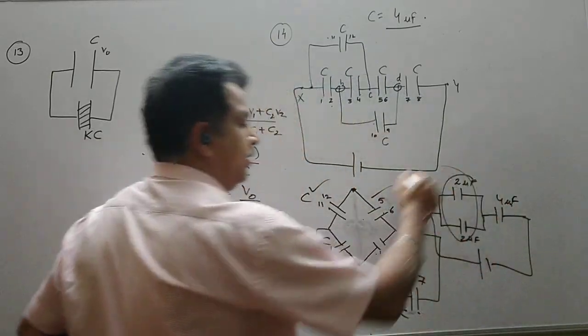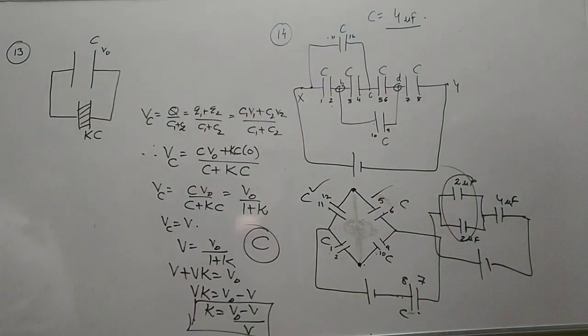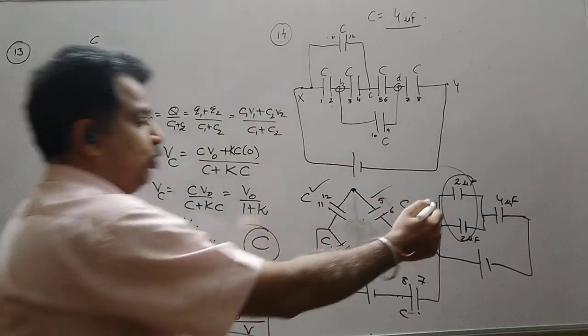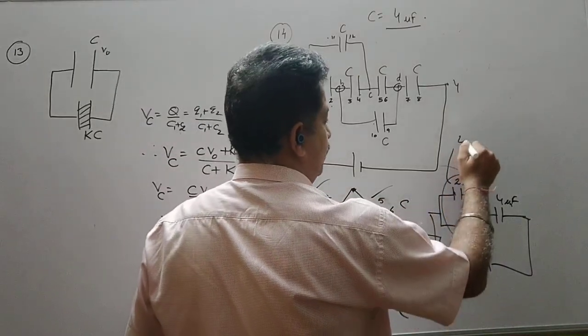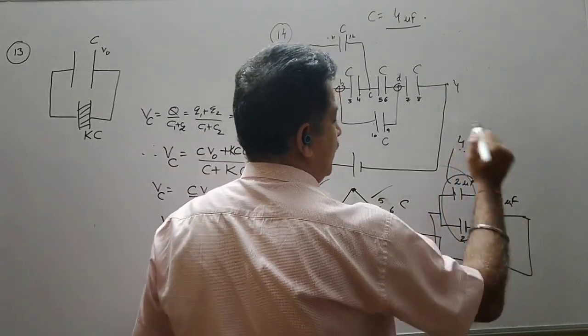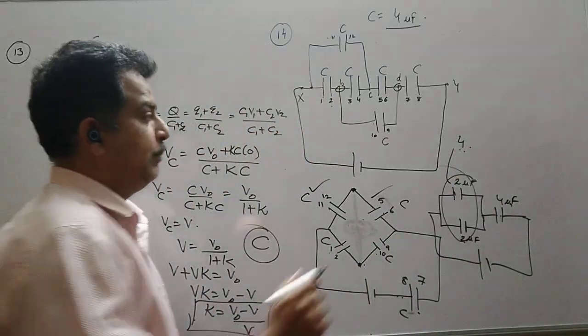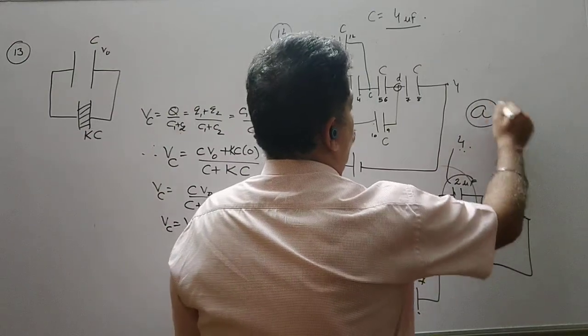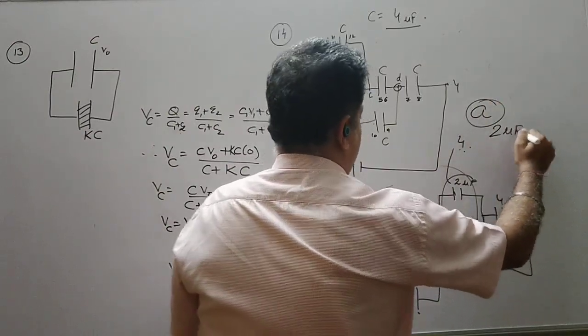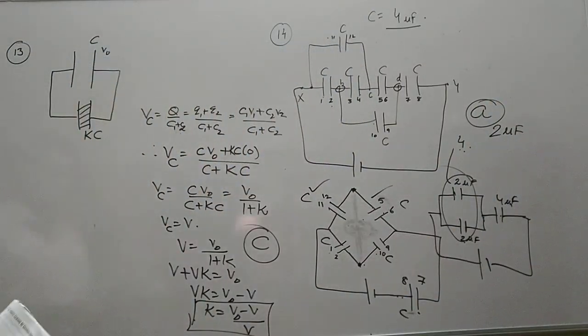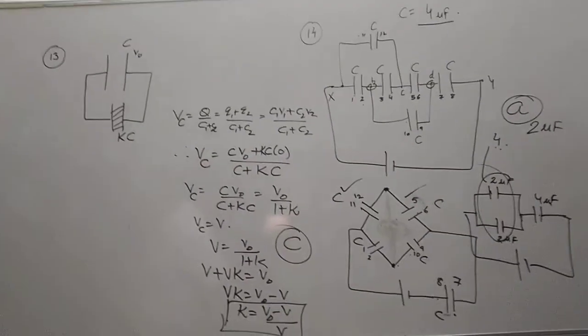Now these 2 are in parallel combination, and that is in series. So again 2 in series, so it becomes 4 in series. It becomes again 2. So the equivalent capacitance should be 2 microfarad. That is option number E. So this is what we have about the Wheatstone bridge.